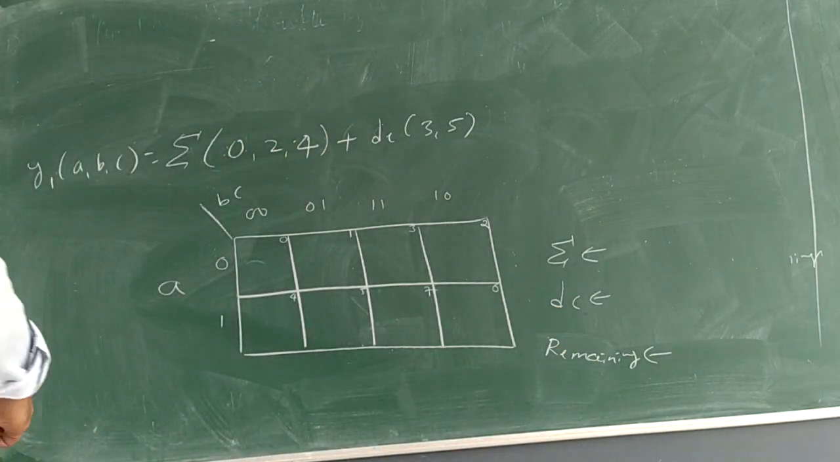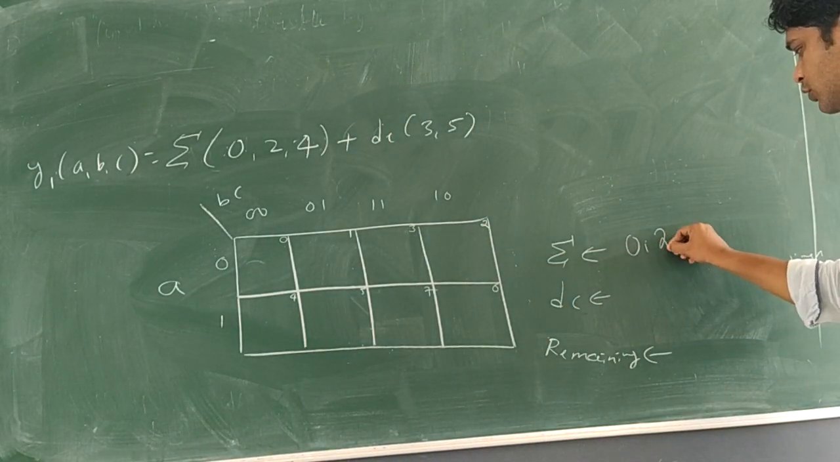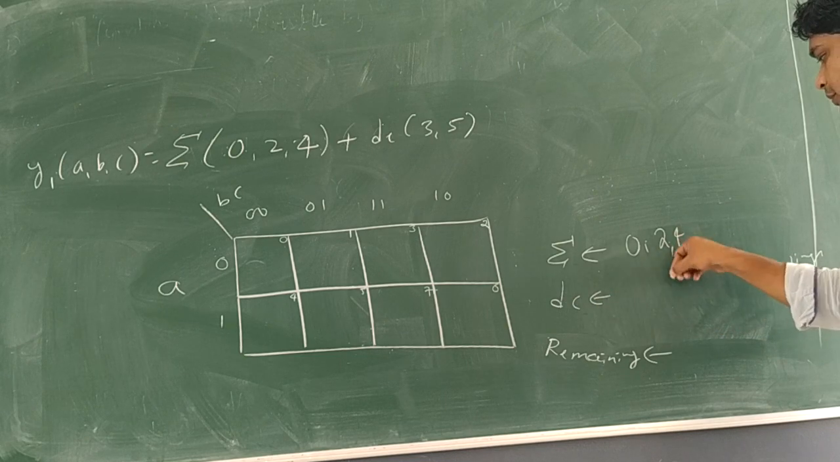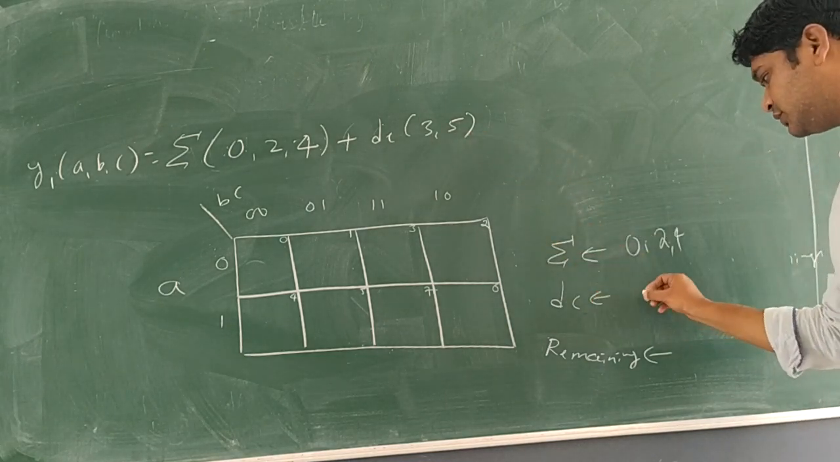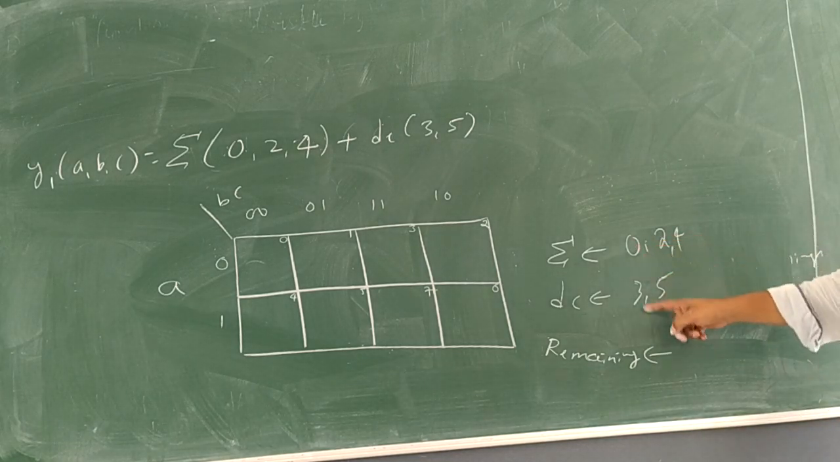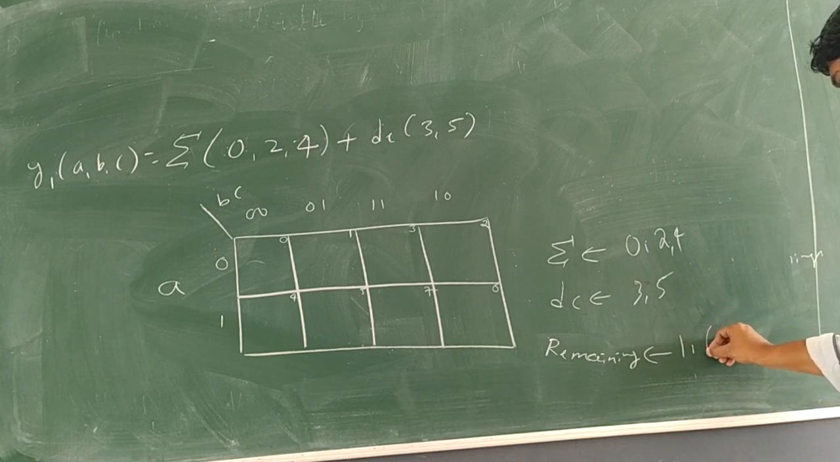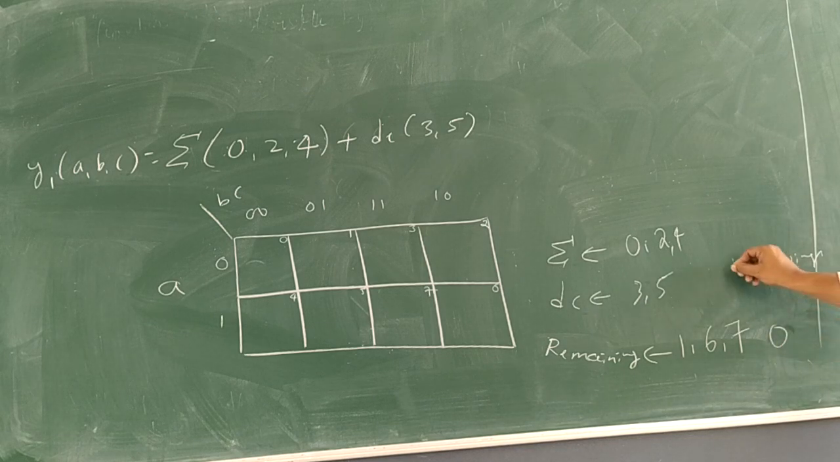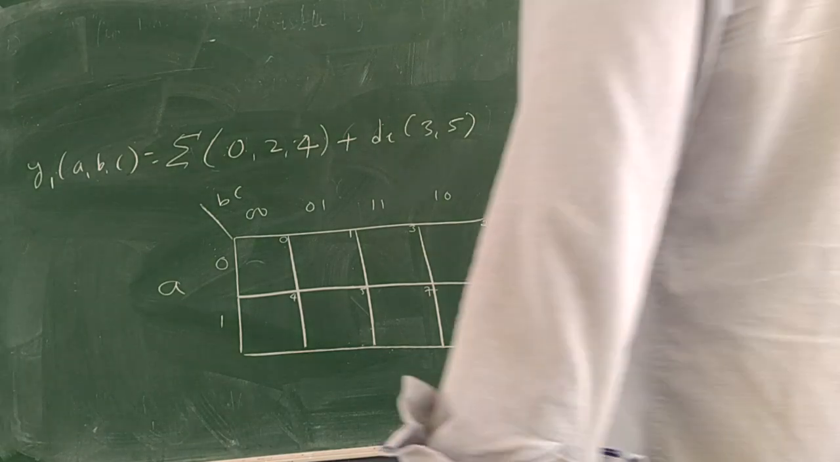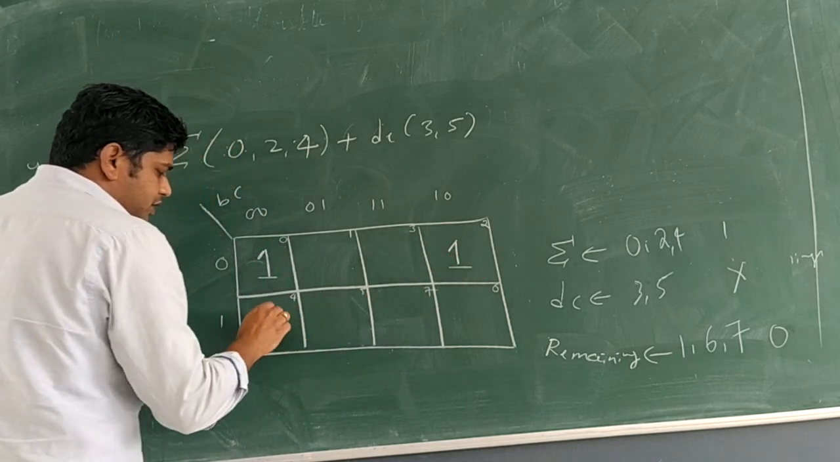Okay. What are the summation terms? 0 to 4. Okay. Next, what is DC? 3, 5. Okay. What are not given in both? 1, 6, then 7. So these should be filled with 0, this should be filled with X, these should be filled with 1. Okay. Cell numbers 0, 2, then 4.